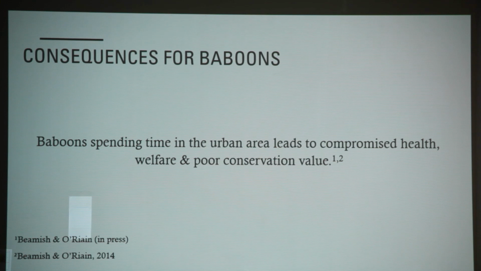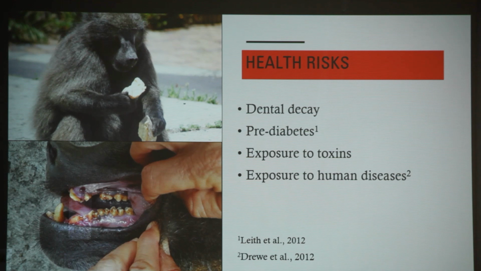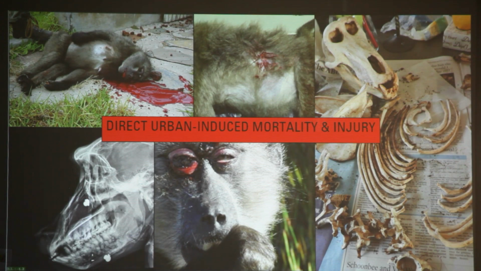Baboons spending time in the urban area has led to compromised health, welfare, and poor conservation value. We know a lot about their health risks in these spaces: dental decay, pre-diabetes, exposure to toxins, and exposure to human diseases as well. Those are zoonotic diseases that go back and forth between people and baboons. And these images are a little bit gory, so if you're sensitive, look away. We also know that direct urban-induced mortality and injury is very, very high in an urban space.